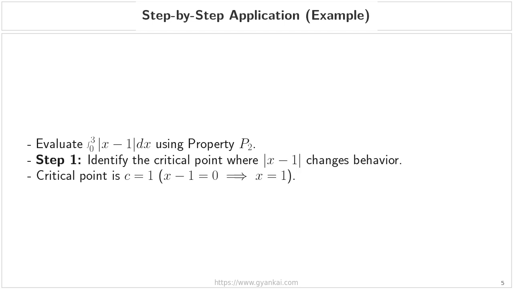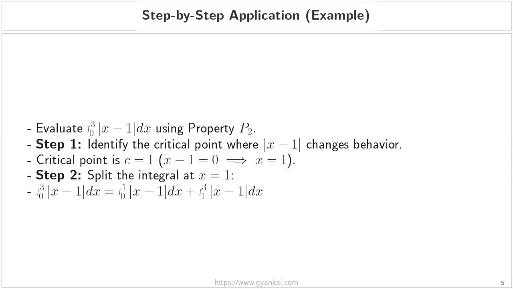Now, step 1 is to identify the critical point. Remember, the absolute value function changes its behavior, its algebraic form, at points where the expression inside the absolute value becomes 0. So, we need to find the value of x that makes x minus 1 equal to 0. Solving that simple equation, x minus 1 equals 0 gives us x equals 1. Therefore, our critical point, which we'll call C, is 1.